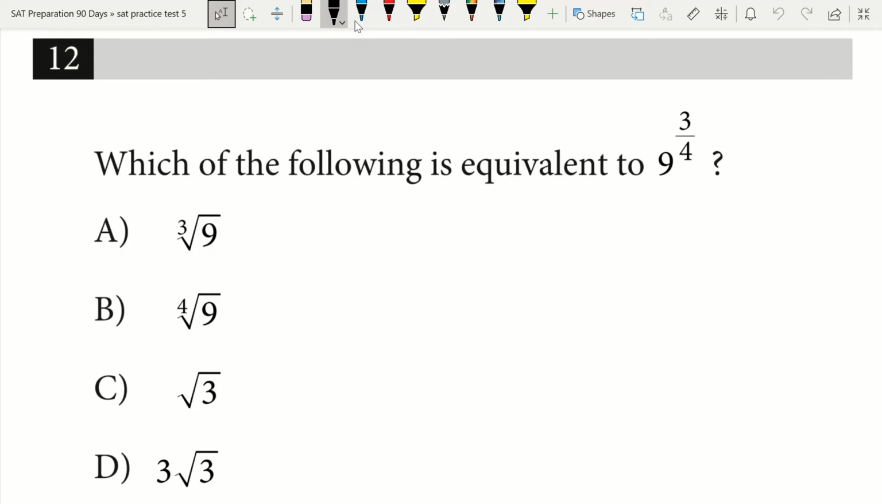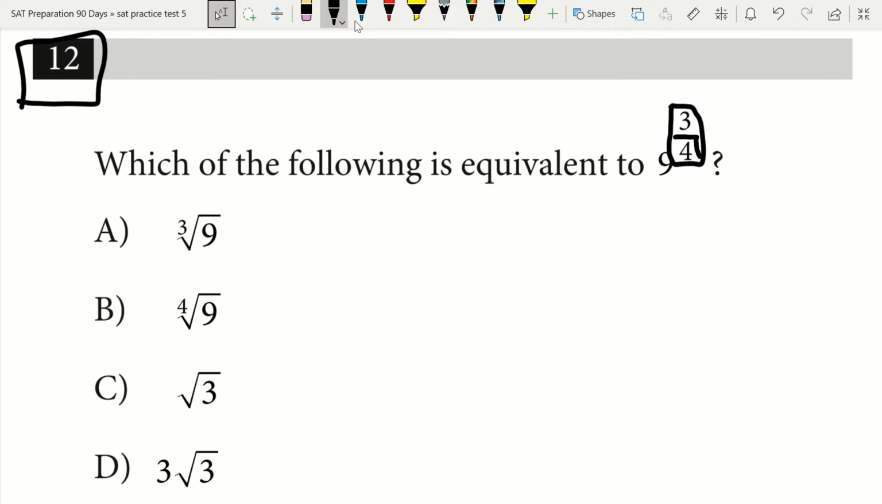Here is an SAT math tip and trick that you can use when you have a number raised to the power of a fraction. So in this case, I'm going to use question 12 from SAT practice test 5 to illustrate as an example. So we have: which of the following is equivalent to 9 raised to the power of 3 over 4?